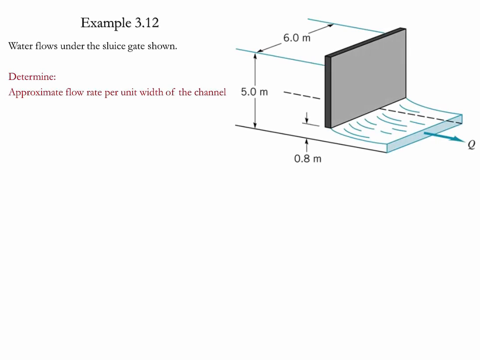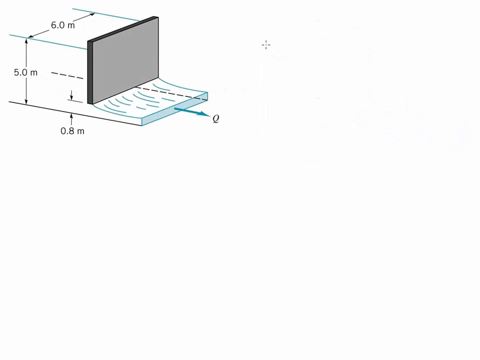Example 3.12. In this example, we have water flowing under a sluice gate as shown. We need to determine the approximate flow rate per unit width of the channel. To start the analysis, we're going to write the information that we have from the graph.